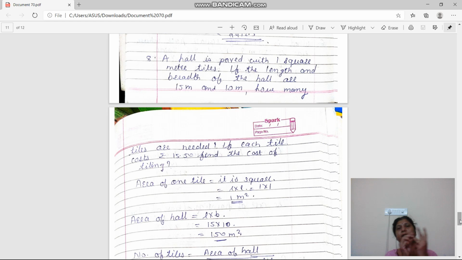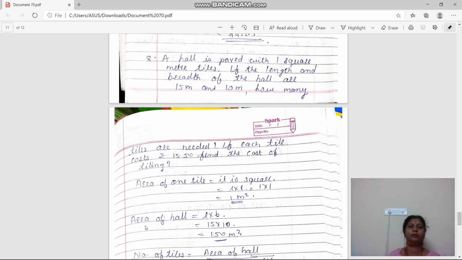First, we have to calculate area of one tile. Second step, we have to calculate total area, that means area of hall. And third step, we have to divide total area by area of one tile. Clear? So let's start. Area of one tile is equal to, is it a square? So tile is a square. Fine. So area is equal to side into side, L into L. So what is L given here? 1. So 1 into 1 we get 1 meter square.